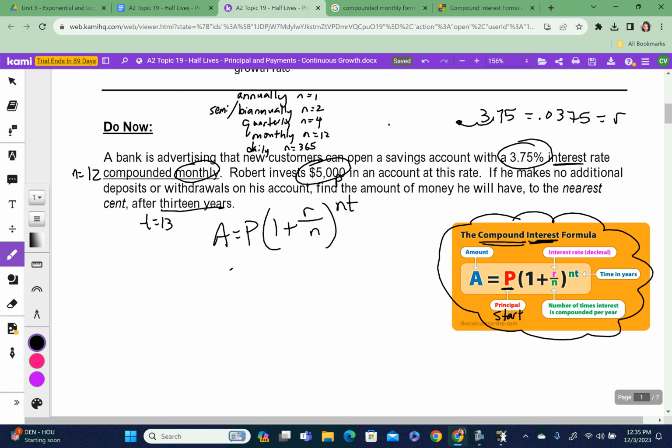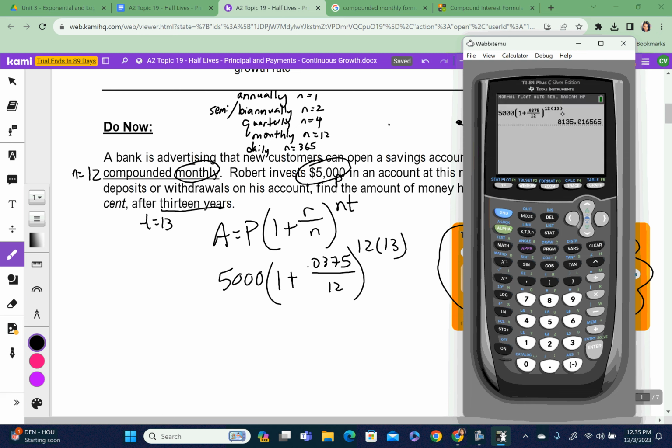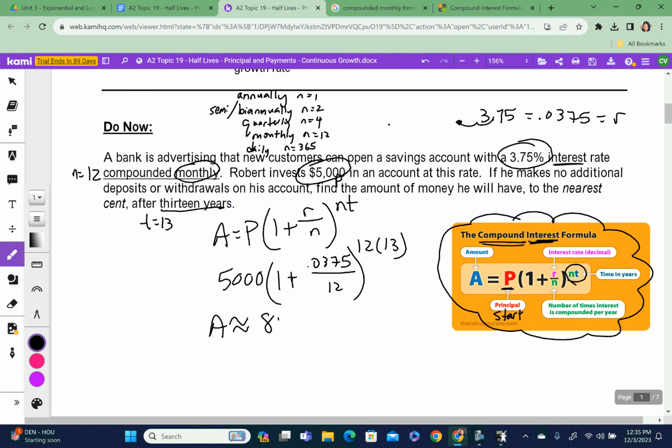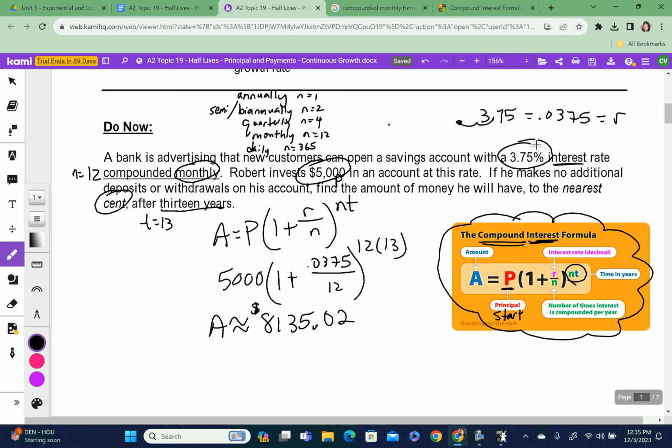So all we're going to do is plug numbers in. We have 5,000 as the start, 1 plus our R, 0.0375, divided by our N, which is 12, to the N times T, so 12 times 13 years. Then you literally just plug this into the calculator, which I did for us already, and we have 8,135. So our amount is going to be about $8,135, and it's asking us to round it to the nearest cent. That's pretty good: for $5,000 in 13 years, it becomes $8,000.